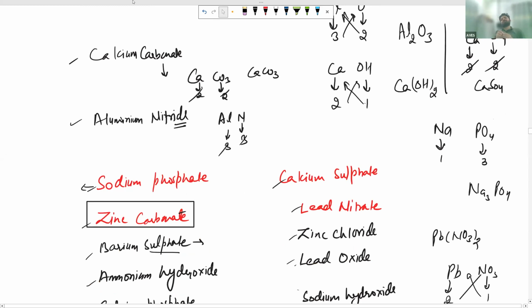Yes, sir. Then the formula of sodium phosphate, Na3PO4. Yeah, it will be Na3PO4 because the phosphate ion has three valency, so it will cross multiply here and sodium has one. What is the formula of zinc carbonate?